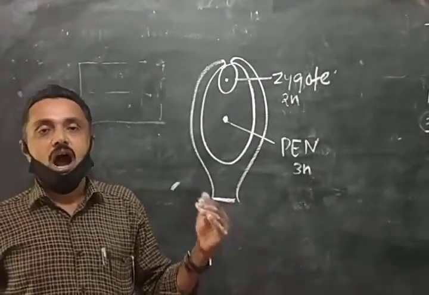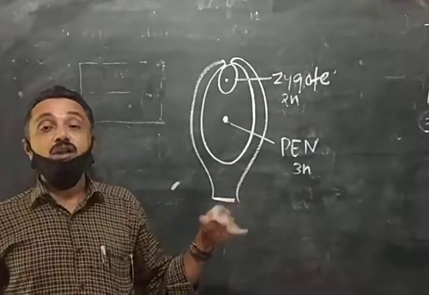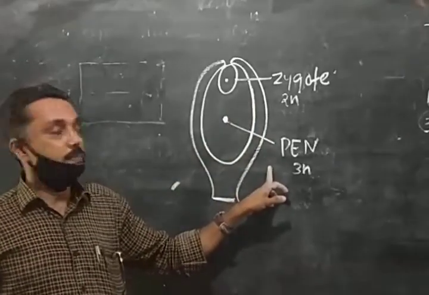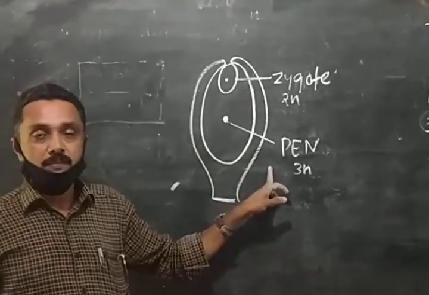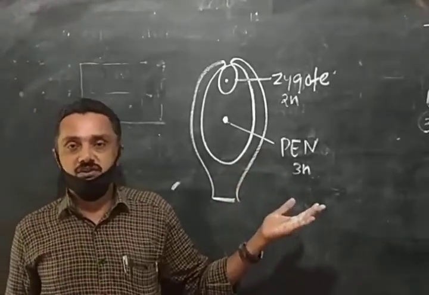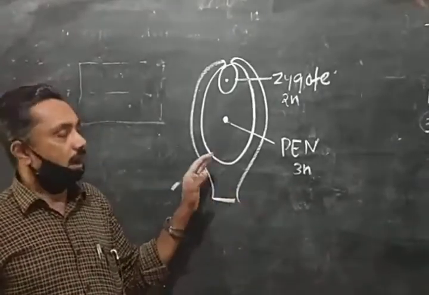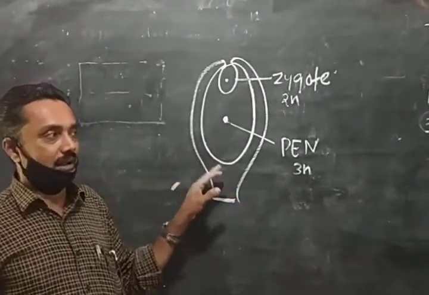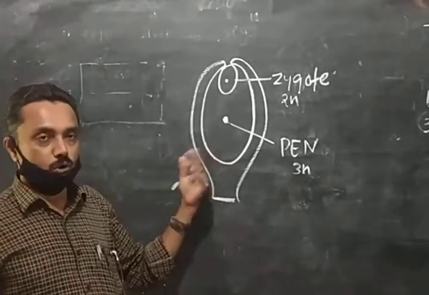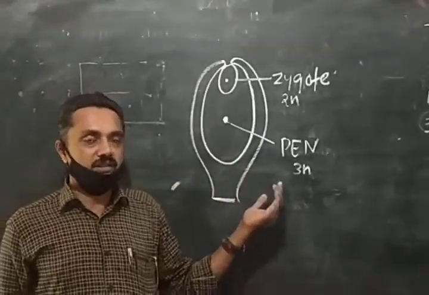What happens after fertilization? The fertilization is over, and after fertilization, what happens to the zygote and to the primary endosperm nucleus? In the next class we can see how the post-fertilization changes take place in angiosperms. So write the notes completely and read them completely so that we can go to the next topic. The remaining part of post-fertilization changes we can see in the next class.